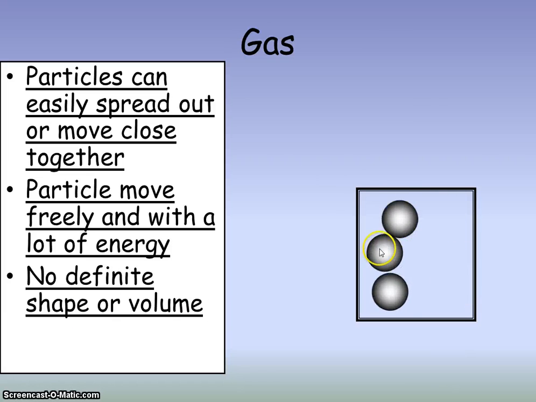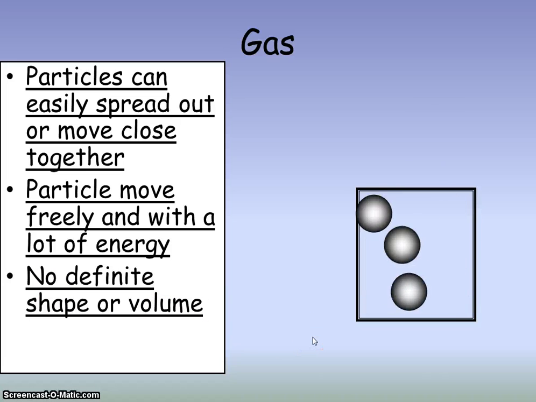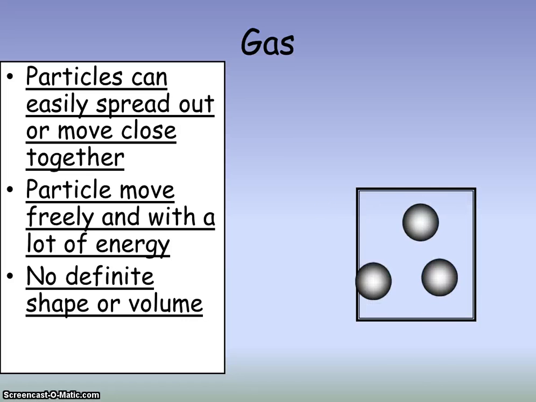Okay? So gases, they don't have a definite shape, and they don't have a definite volume. They can fill up that whole room, or it can be much smaller, but since they're moving around freely, they will definitely take up the volume of whatever their container is. So you put them in a big container, those gas particles will spread out. You put them in a small container, and they'll be really, really close together.